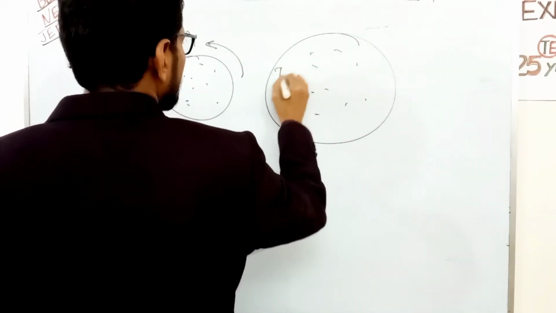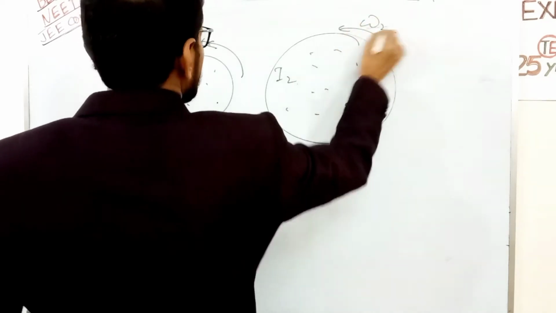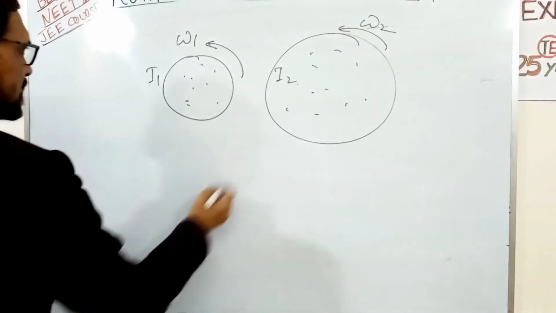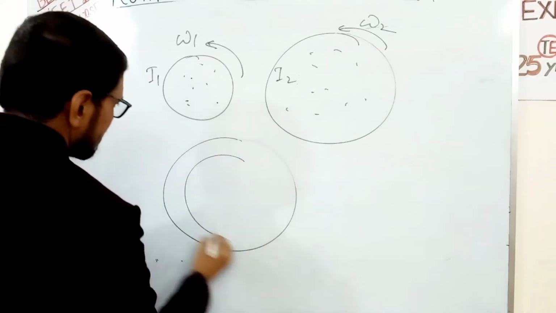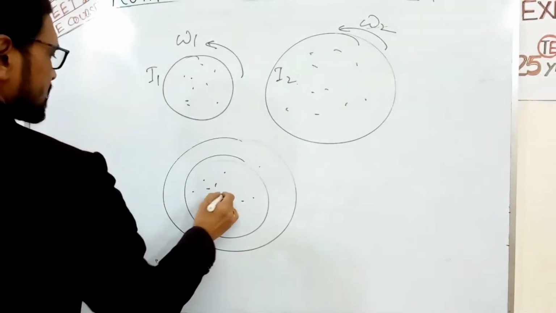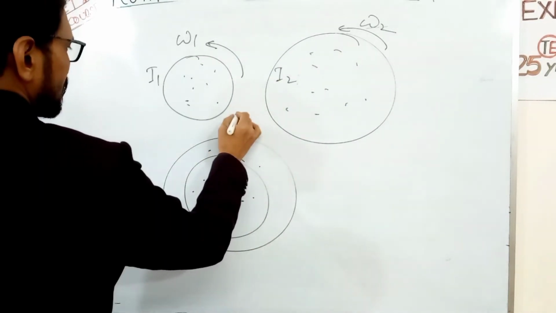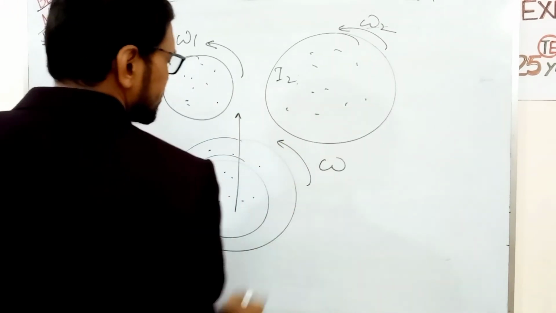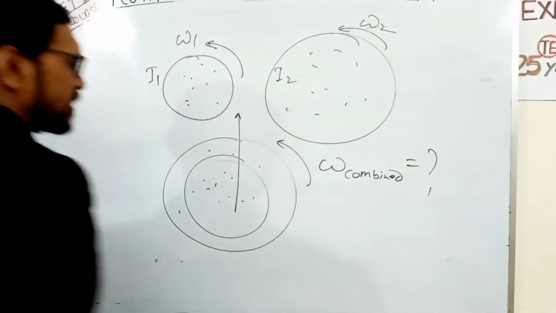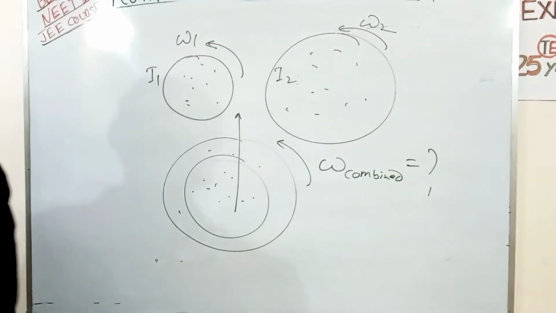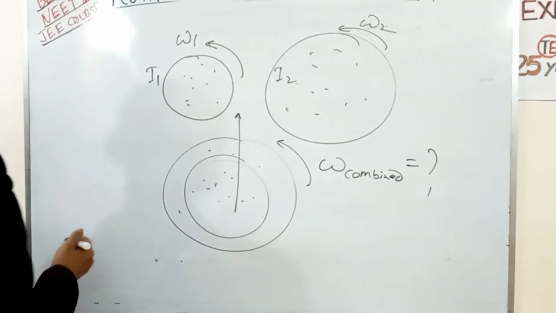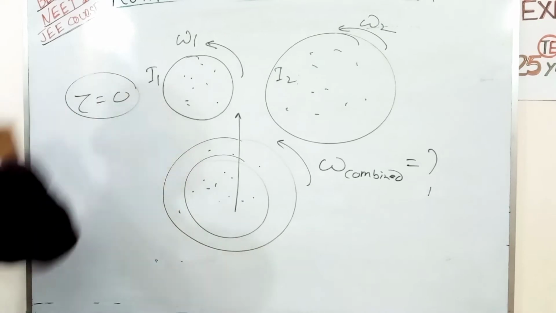Now the question that comes is: another disk, moment of inertia I2, rotating with angular velocity omega 2. Now this disk is gently placed on the disk. Now for the combined disk, what is the angular velocity of the combined disk? We solve this problem by conservation of angular momentum, as no external torque is applied.